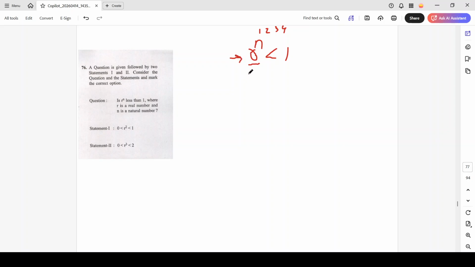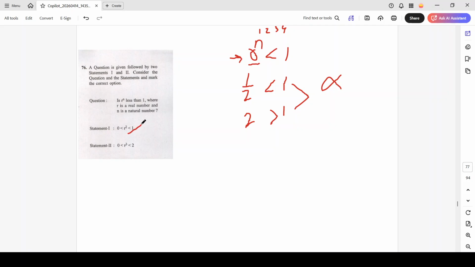So first of all, if we take r as less than 1, that means 1 by 2, okay, and in another case if I take it as 2, then 1 by 2 to the power of some natural number will be less than 1, but 2 to the power of any natural number will be greater than 1. So I am not able to find out the answer without using the statements.